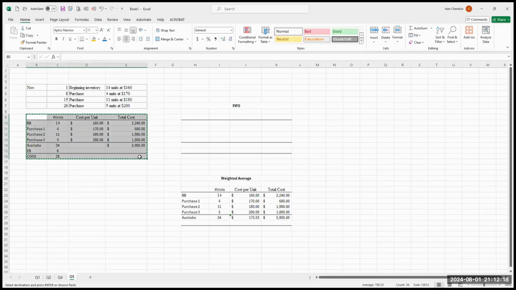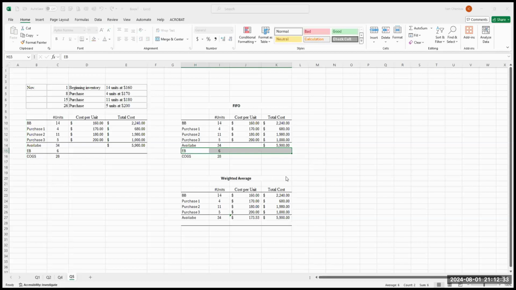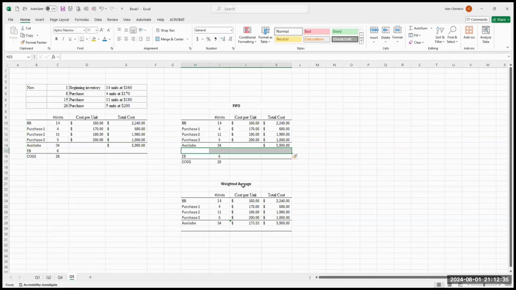Let's pretend we're using first in, first out. I'm going to copy this, flip it here, and I have it available now. Now the question I'm going to ask myself is, obviously I need one more line here. I'm going to insert one more line and push everything down. I'm going to ask myself, okay, my ending balance is 6 units in total. That's what they have, 6 units in total.